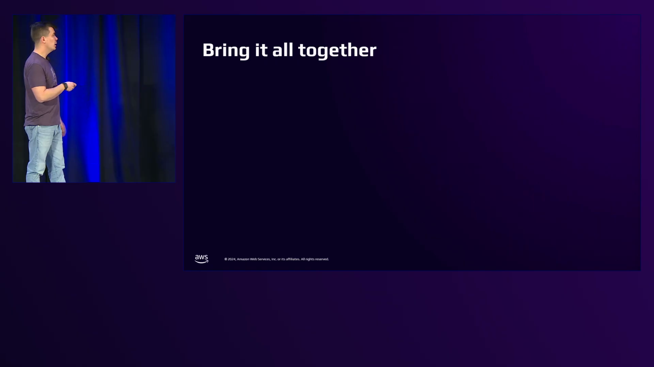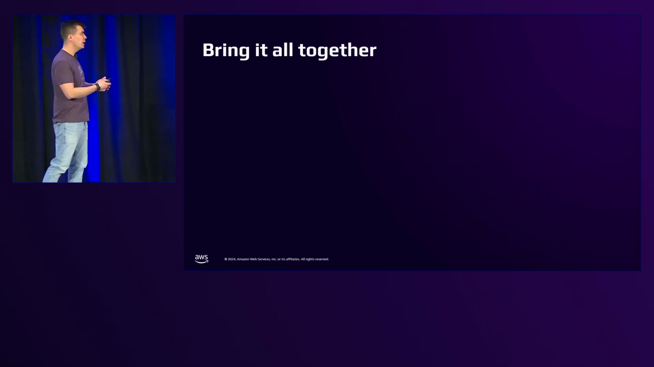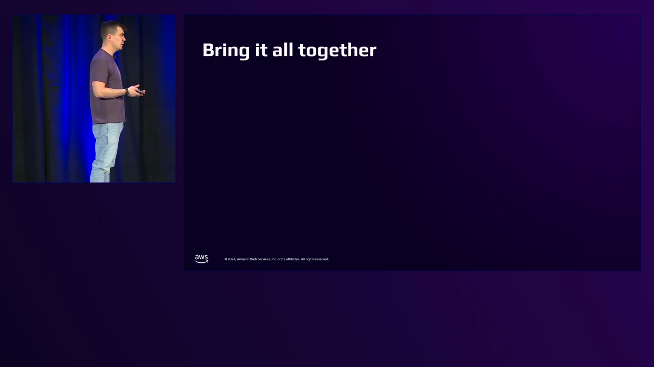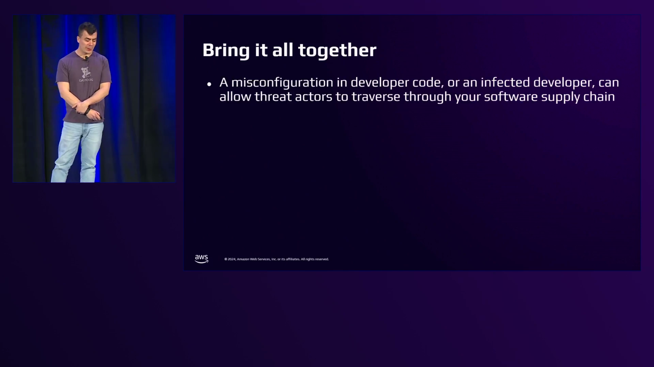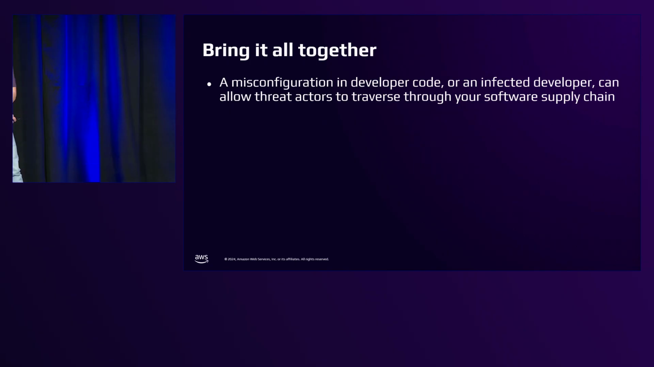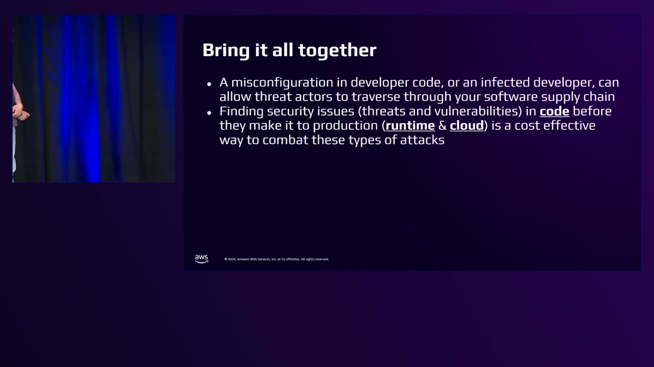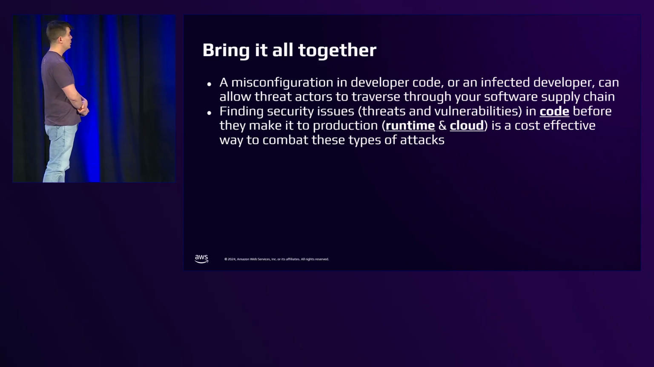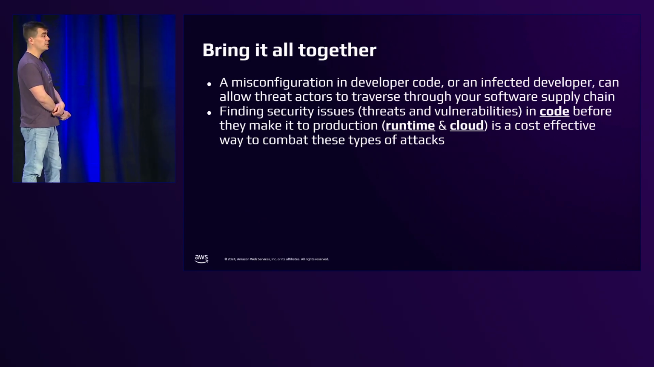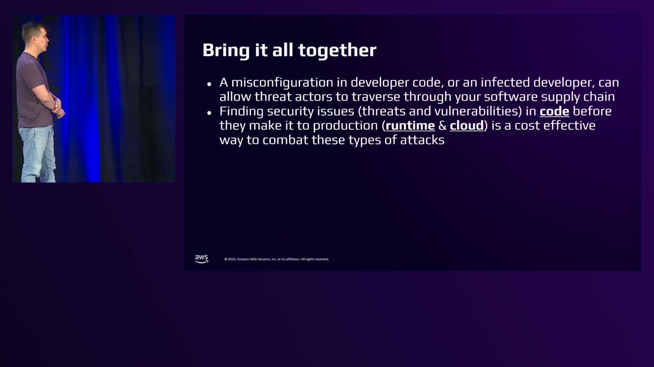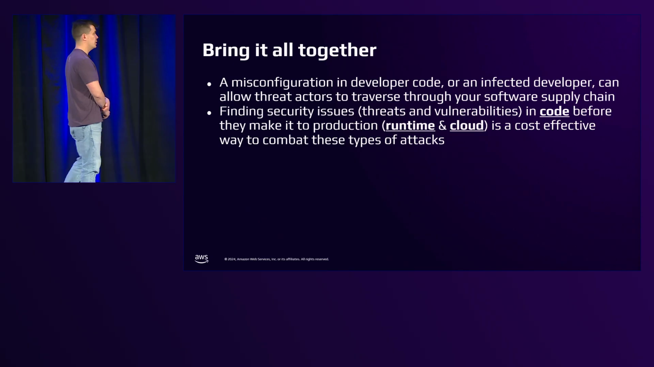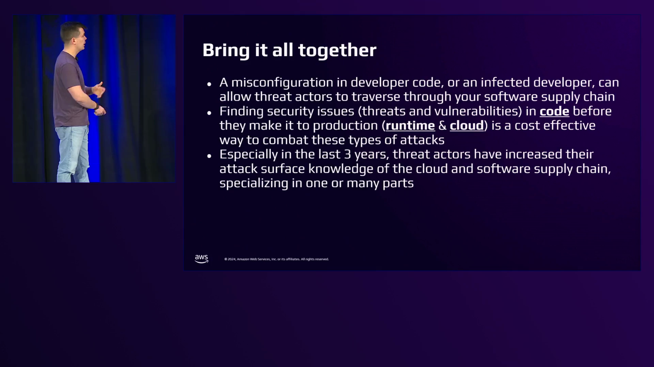We've also seen them start with the cloud and go into runtime. So it's a convenient model when you're thinking about securing these things to make sure that you know that any compromise of one of those environments can lead to a compromise of the other. So a misconfiguration in developer code or an infected developer can allow threat actors to reverse through your software supply chain. Finding these security issues, threats, or vulnerabilities in code really, really puts a cost on threat actors who are trying to compromise your runtime in cloud. So stopping it in code is a very, very good strategy if you want to prevent and reduce the blast radius of vulnerabilities that make it into runtime in cloud.